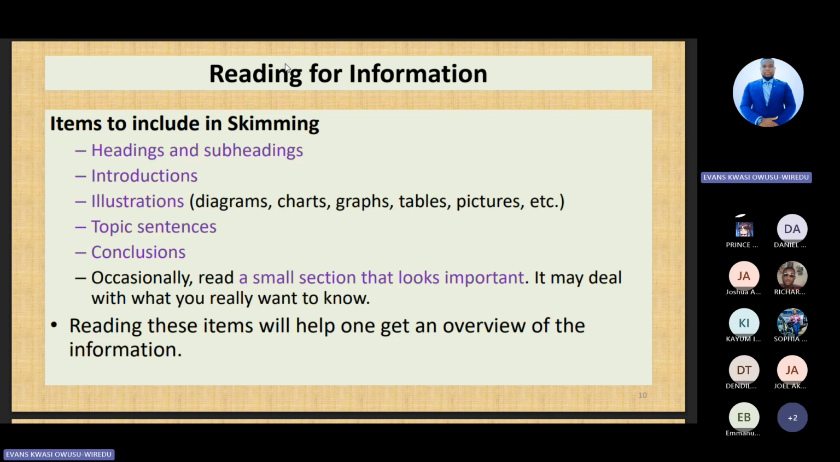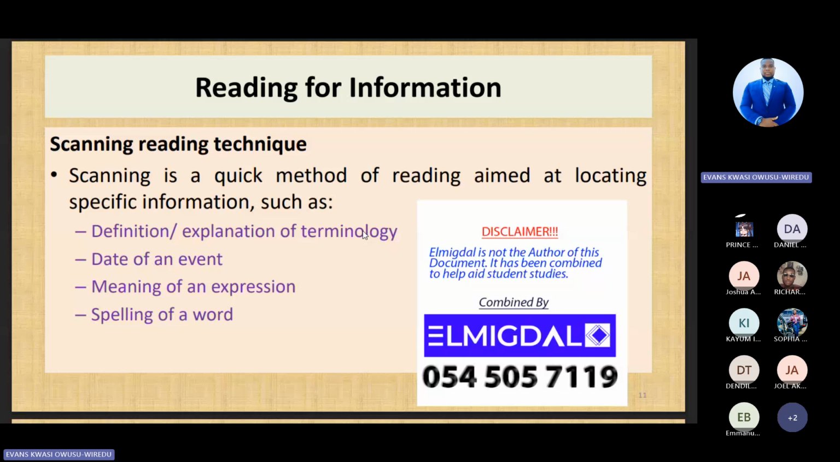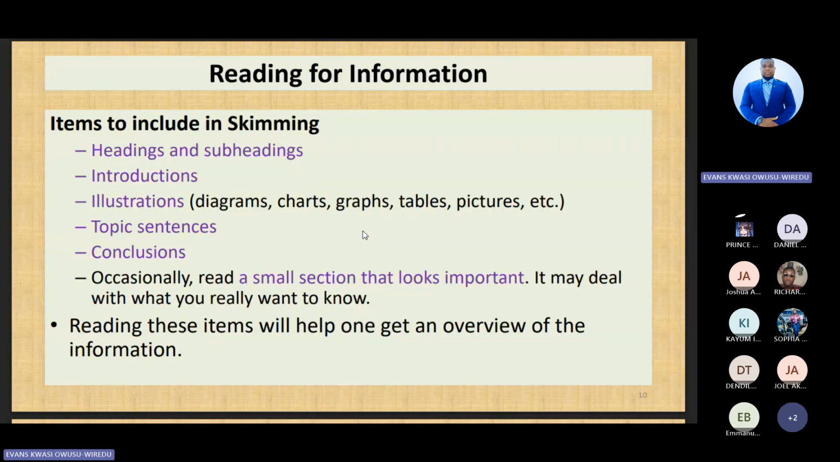And then after that, you're also looking at conclusions. So when you are skimming, you are just going through all these items. Number four was topic sentences, and number five was conclusion. Occasionally we read a small section that looks important, that may deal with what you really want to know. So reading these items will help one get an overview of the information. And this is where I would bring the end of today's lessons.